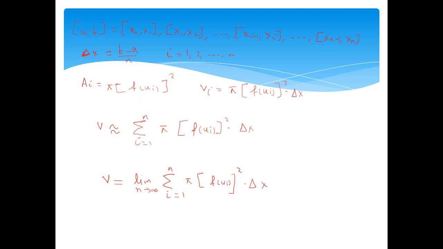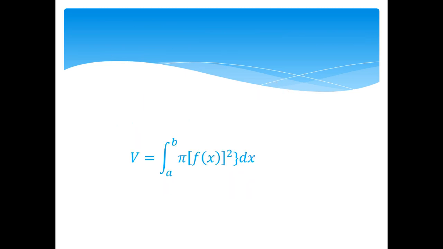Every time we take the limit of a Riemann sum, and this sum here is a Riemann sum, what do we get? We get an integral. So this is the formula we would always be using every time we want to calculate the volume of a solid if we rotate it around the x-axis. This is the disk method for a volume that we rotate around the x-axis.